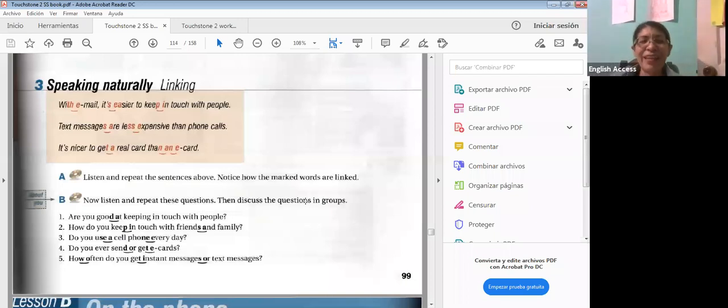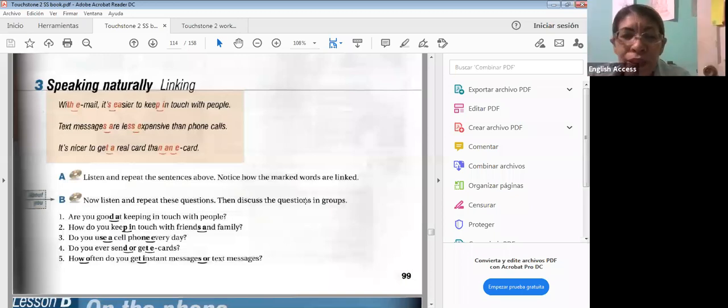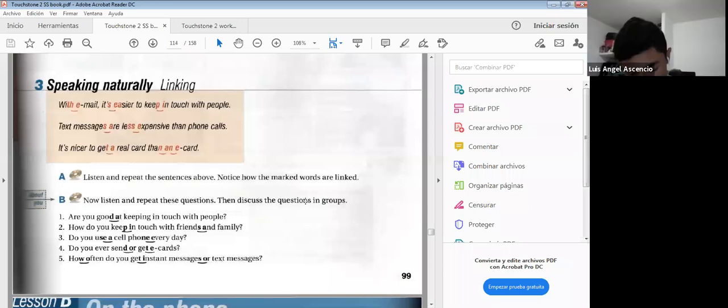Excellent, Luis. Okay, that's the reason why this is called linking. Now pay attention to exercise B. In exercise B, we have 5 questions. In these questions, we're going to practice the same, okay? For example, in question 1, we have only one example, good at. Okay, let's repeat, good at. Are you good at keeping in touch with people?